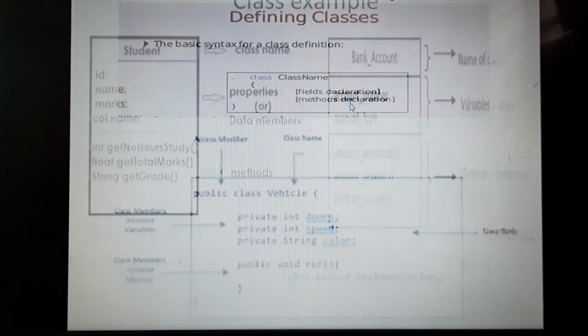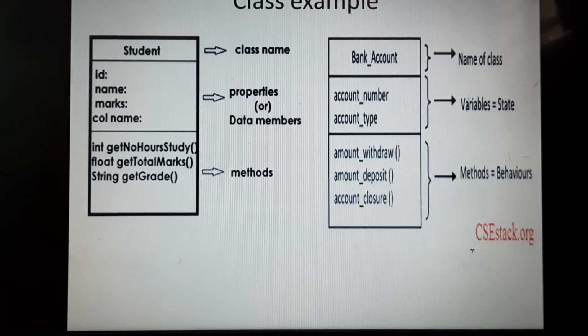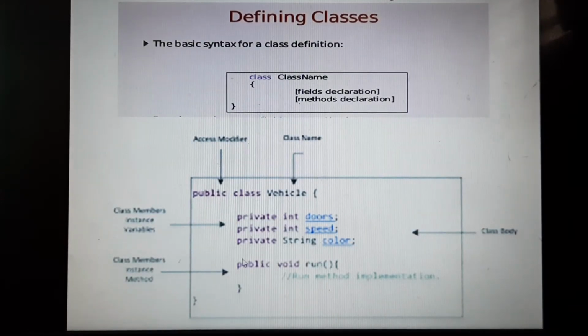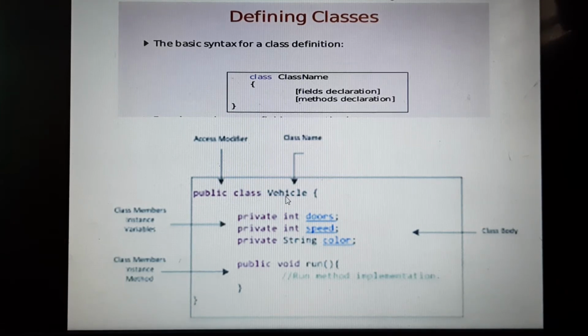Which is already defined in our class concept. That is, the field or variable declarations are account number and account type, and the method declarations are amount withdrawal, amount deposit, account closure, like that. So these are the examples. Here we use the class Vehicle.